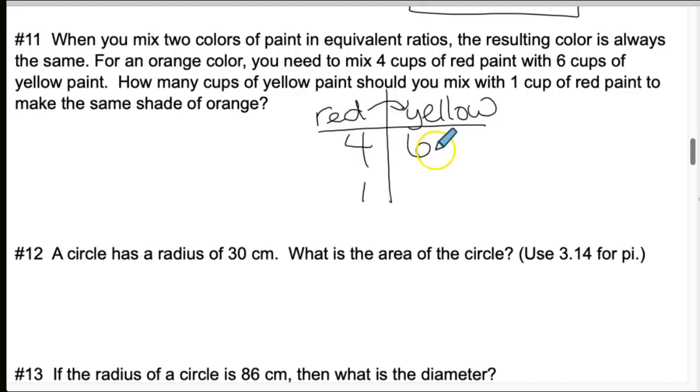4 times something gets me 6. To figure that out, I can take 6 divided by 4, and that is equal to 1 2/4, which is the same as 1 1/2 or 1.5. 1 times 1.5 or 1 1/2 is 1 1/2. So it would take 1 1/2 cups of yellow paint for every 1 cup of red paint to make the same shade of orange.